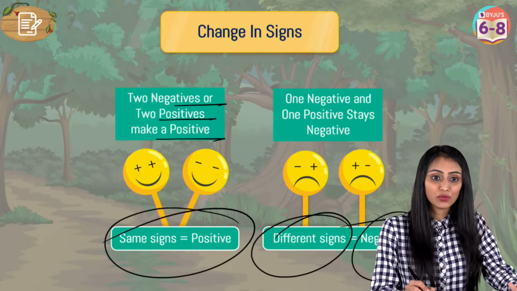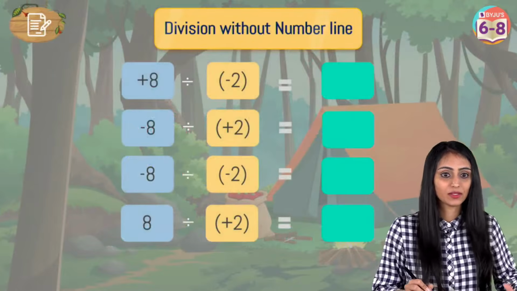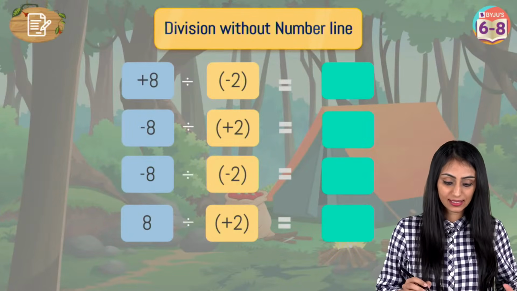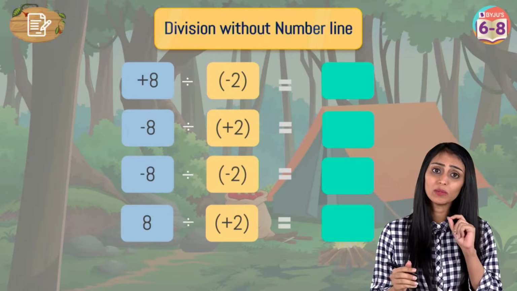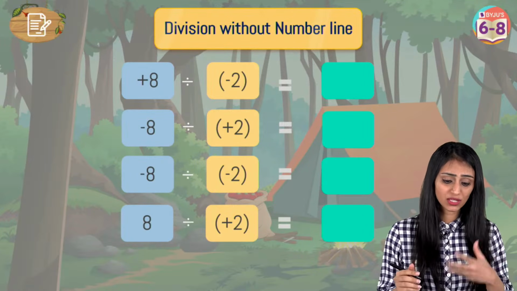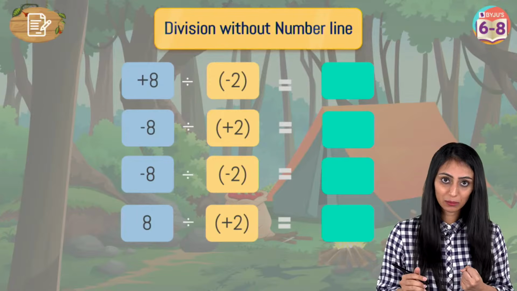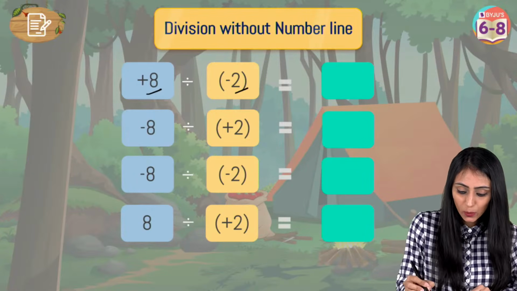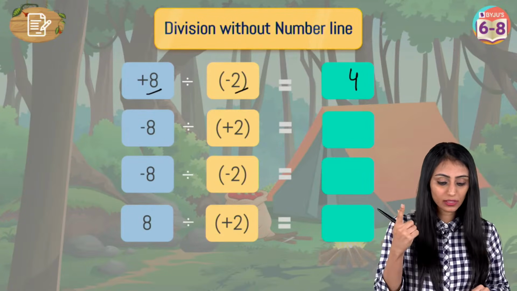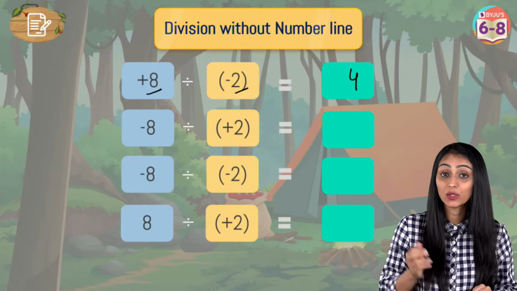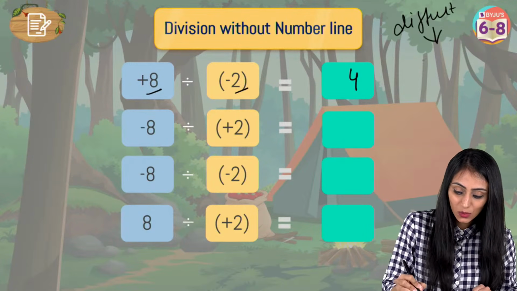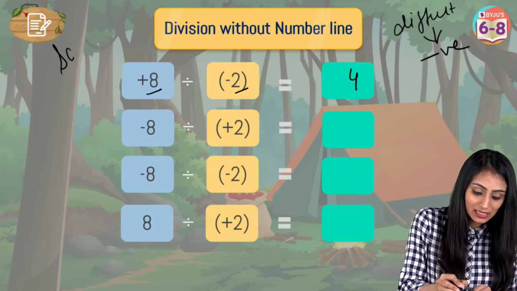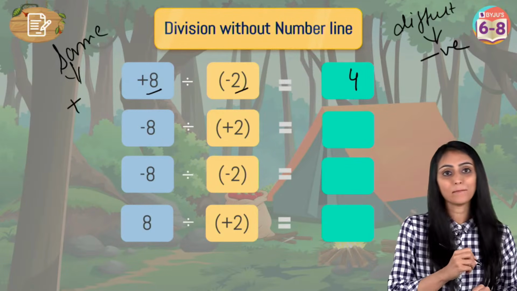Now let's try out a few questions to get a better understanding. Yes, division without number line. So plus 8 divided by minus 2. We'll be using the same logic that we used while doing multiplication, right? So 8 divided by 2 is what? That's 4. Now we will think about the sign. The signs are different. What did I tell you? When the signs are different, your result would be negative. But when the signs are same, your result would be positive.